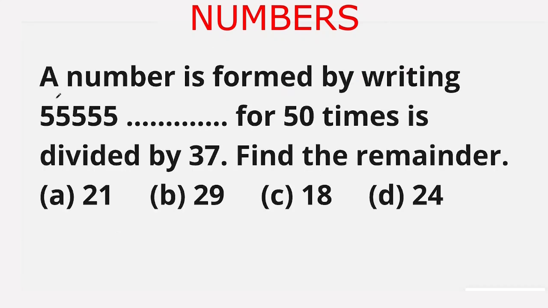Our question is, a number is formed by writing 55555 for 50 times and is divided by 37. Find the remainder. The given options are option A 21, option B 29, option C 18, option D 24.